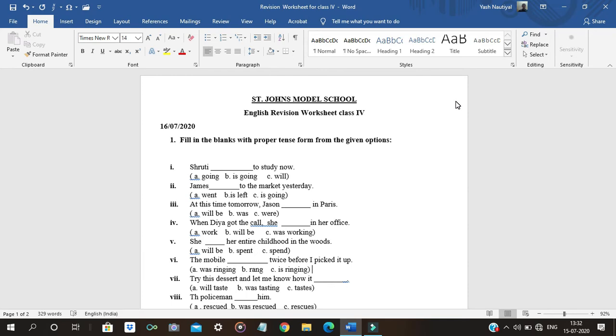The other one is simple future. The simple future is used when we plan or make a decision to do something. The rule, or we can say structure: we will be using will or shall plus the base form of the verb. Example: you will read the storybook tomorrow.